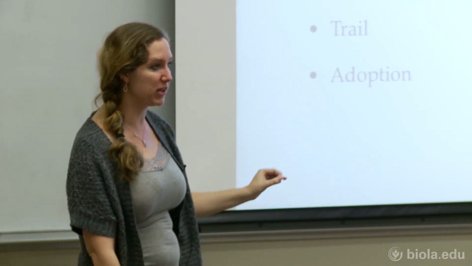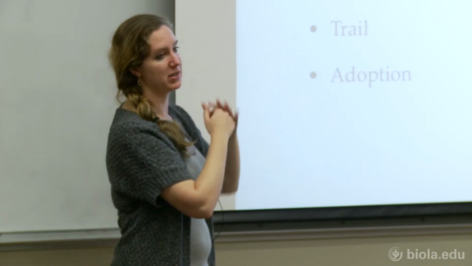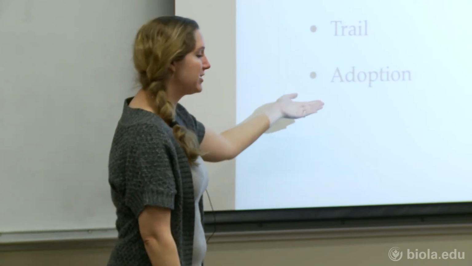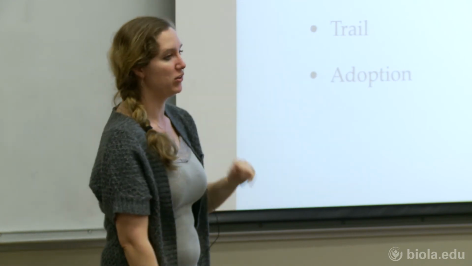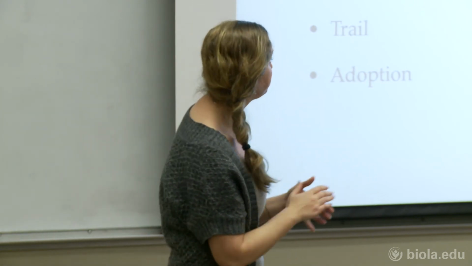You want to help all of them get to adoption, but you don't talk to someone in the trial phase the same way you talk to someone in the interest phase. You don't talk to someone who's adopted it the same way you do in the awareness phase. It's different. So how do you get those different messages out there?